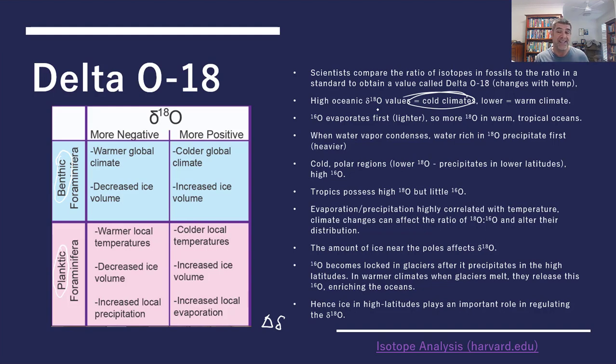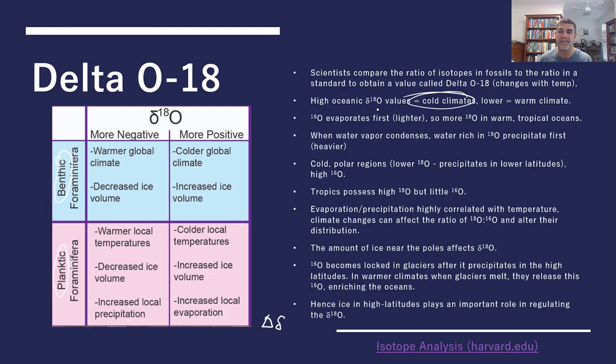When the water vapor condenses, that is, once we have evaporated the water and it's become water vapor, it then condenses back into a liquid, and it may then fall. If it falls, the water that's rich in oxygen 18 will precipitate first because it's heavier, therefore it will fall faster under gravity, if you like. The acceleration is still the same, but the mass is bigger, so there's a greater force as a result of that greater mass.